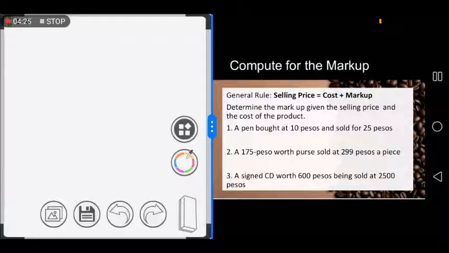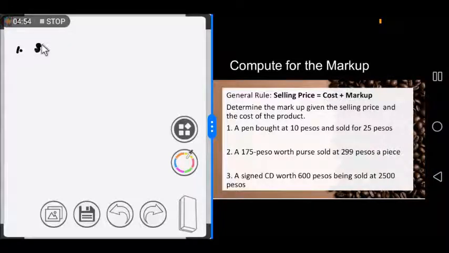So for number 1, okay, so a pen bought at 10 pesos and sold for 25 pesos. No po, so ang clue natin dyan, no, yung sold for, okay, so that one will be the selling price. So, lagay lang muna natin ang given. The given will be yung ating cost, which is equal to 10 pesos. Sandali, ilagay ko na yung formula natin.